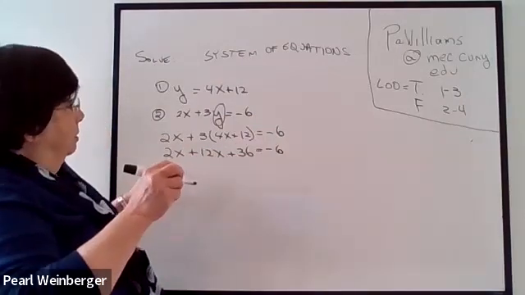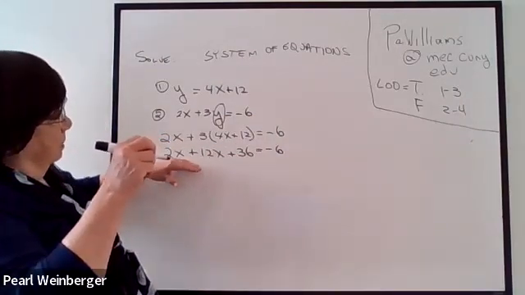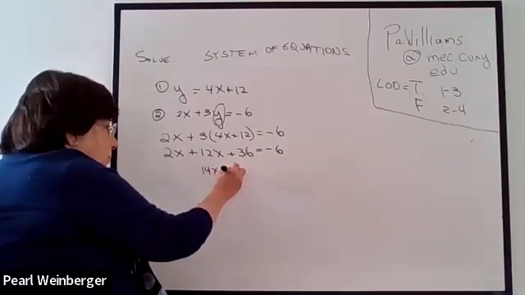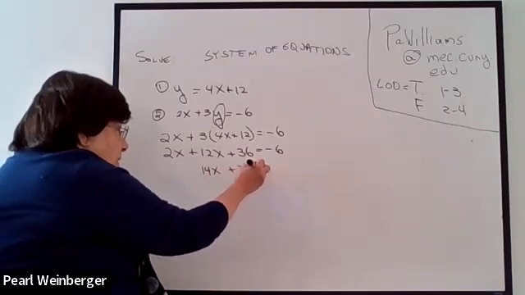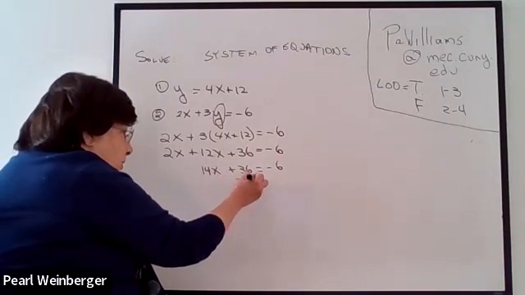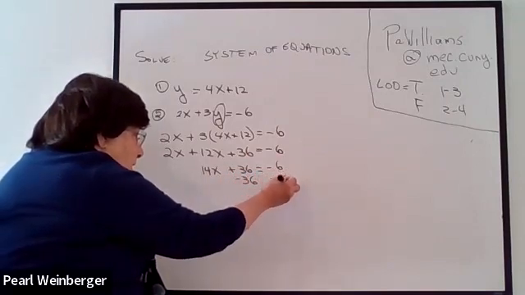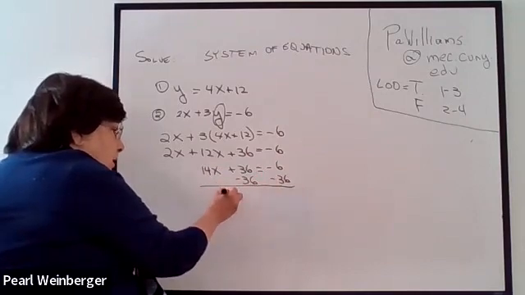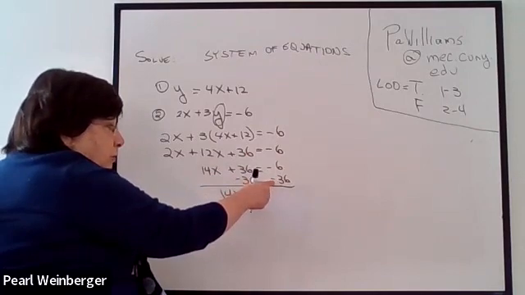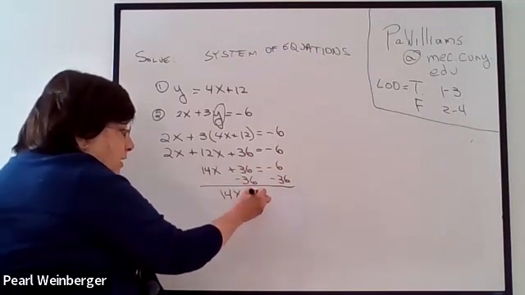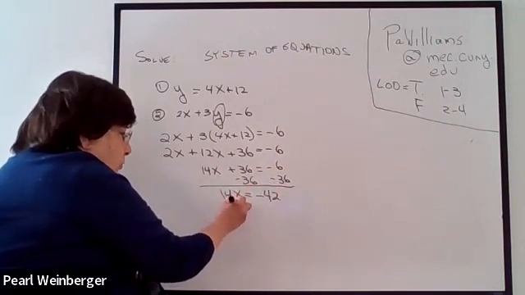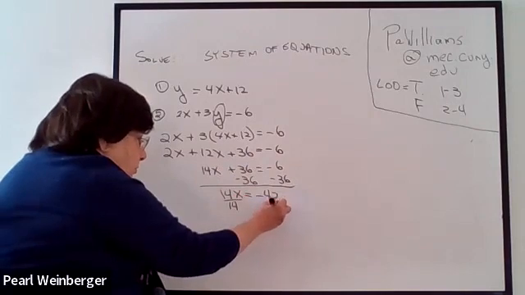And I then combine the like terms, which are the 2x and the 12x, which gives us 14x plus 36 equals -6. And I'll bring the 36 to the other side to get the x's alone. So I'll have 14x equals, well, -6 plus -36. These are both negatives, so that gives me a -42. And I can even use my calculator if I want to do this.